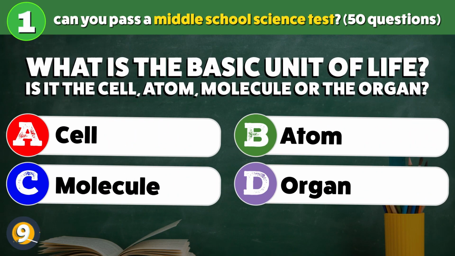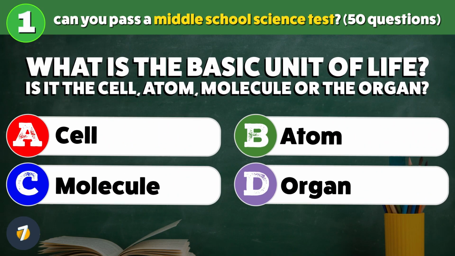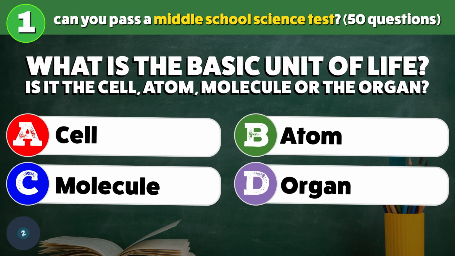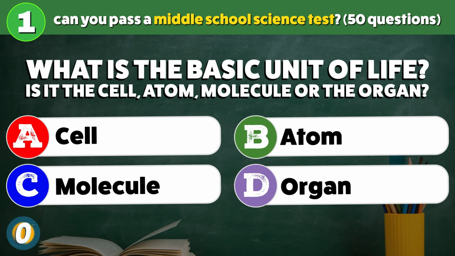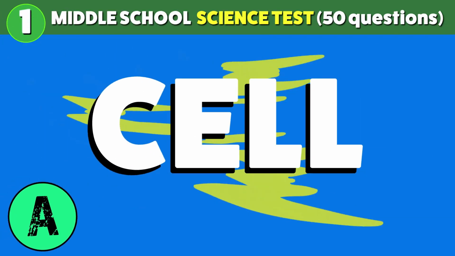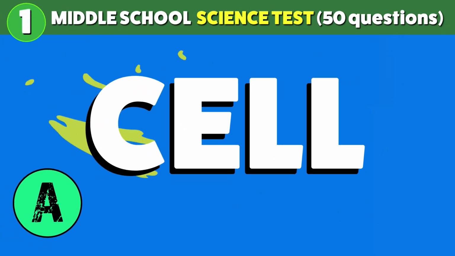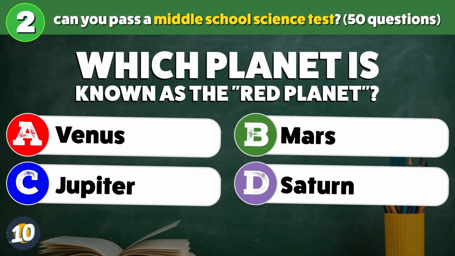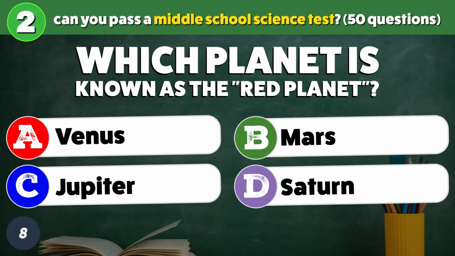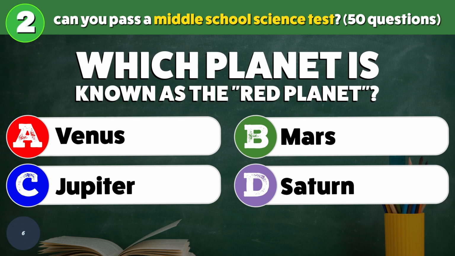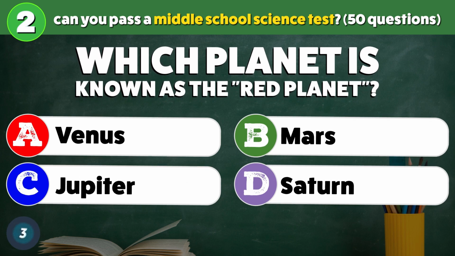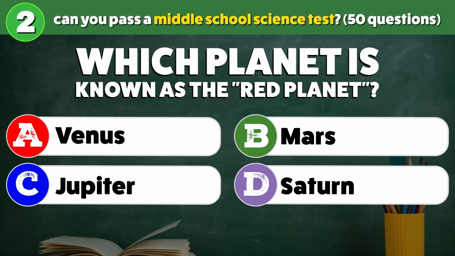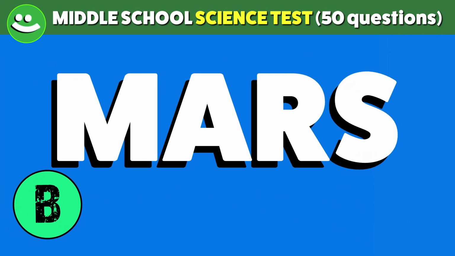What is the basic unit of life? Is it the cell, atom, molecule, or the organ? It's the cell. Which planet is known as the Red Planet? Is it Venus, Mars, Jupiter, or Saturn? It's Mars.